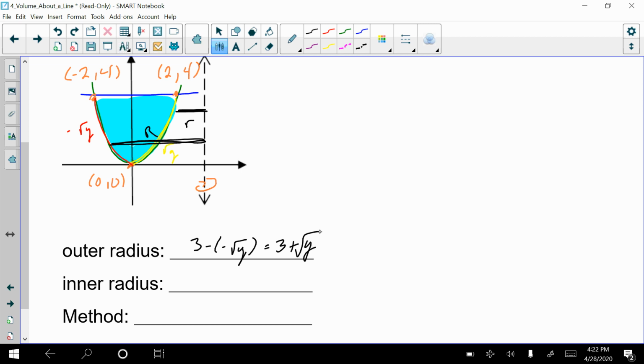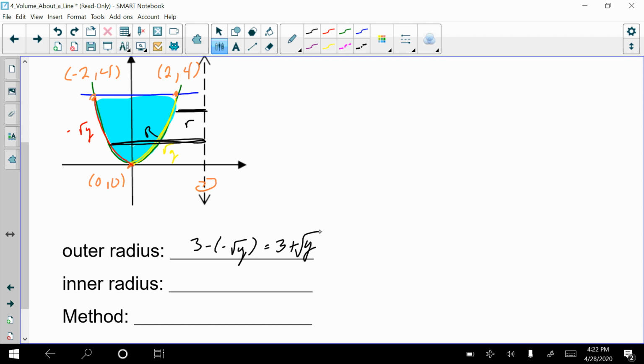And if you notice, because of the change from being rotated horizontally, like we saw in the previous video, to being rotated vertically, like we're seeing now, the difference that we do for our inner and our outer radii is done a little bit differently. In the previous video, we subtracted the line of revolution from the function itself, and here it's the opposite way.